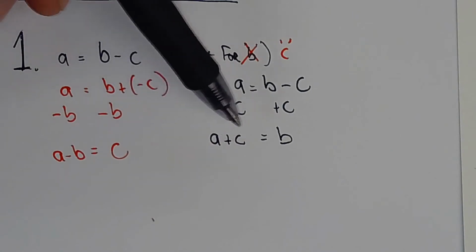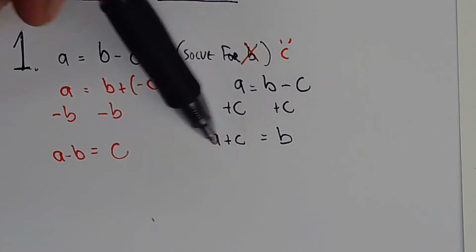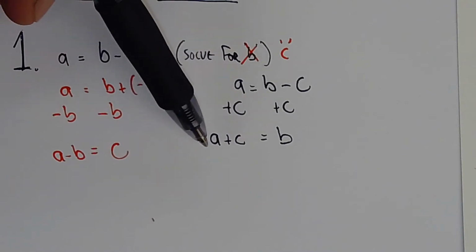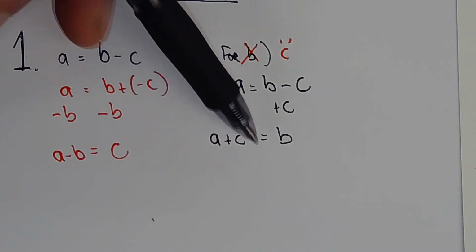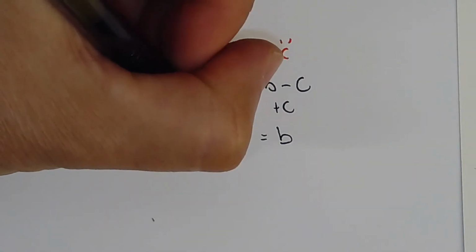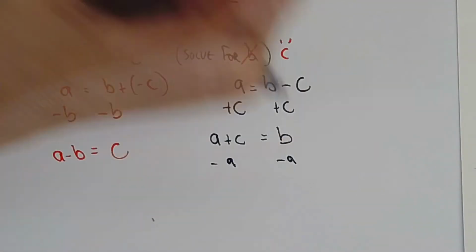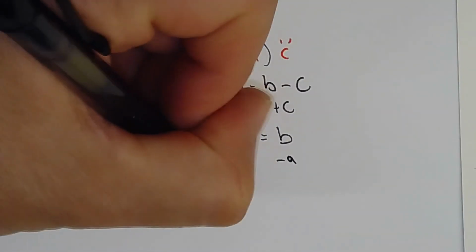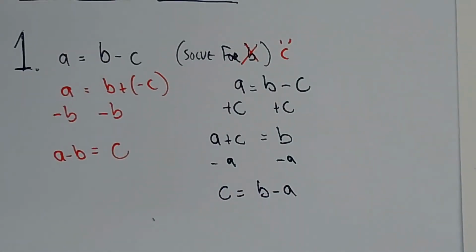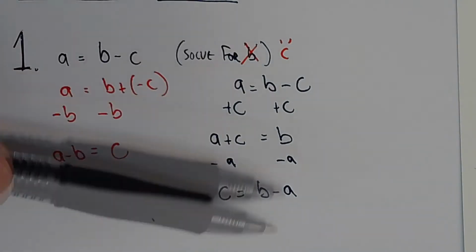Yeah, it's true we haven't gotten C by itself, but we've created a situation where we are more primed for success because with A plus C, in order to get C by itself, we want to subtract A from both sides. So we subtract A from both sides, and then we have C equals B minus A. And that is the correct answer.